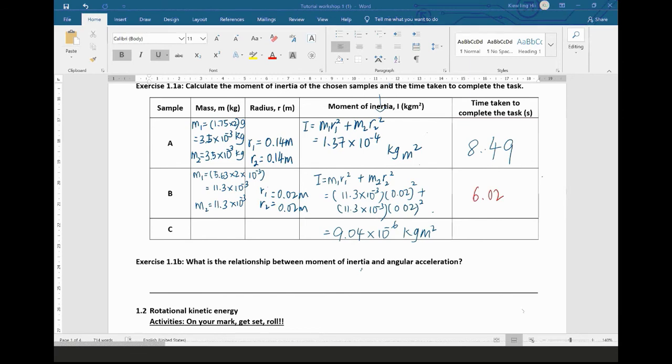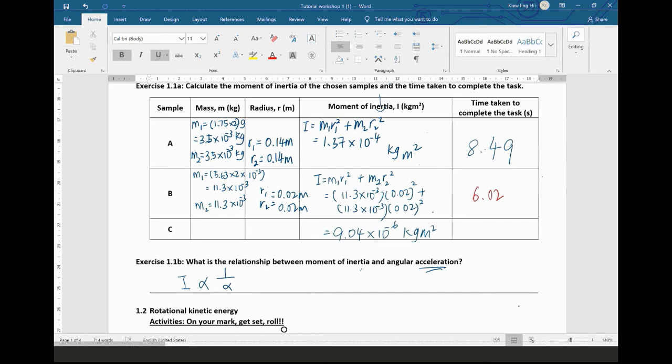So what is the relationship between the moment of inertia and angular acceleration? Basically, moment of inertia is inversely proportional to your angular acceleration. The higher your moment of inertia, the slower it is to accelerate in the rotation.